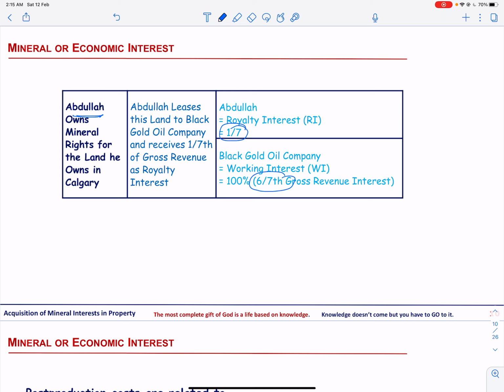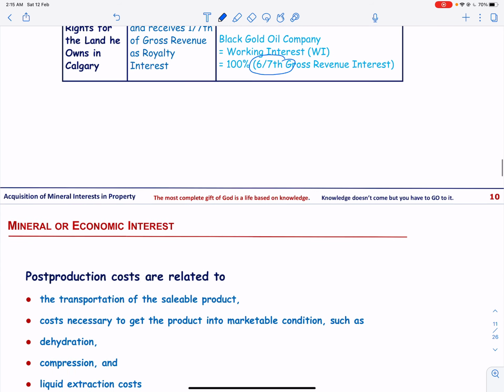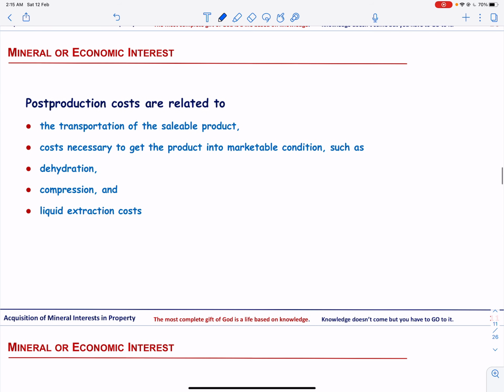Let us now talk about post-production cost. Post-production cost include costs related to the transportation of the saleable product, and costs necessary to get the product into marketable condition, such as dehydration, compression, and liquid extraction cost. Because the royalty interest owner is not responsible for the exploration, development, or production, a royalty interest is often referred to as a non-operating interest or non-working interest.